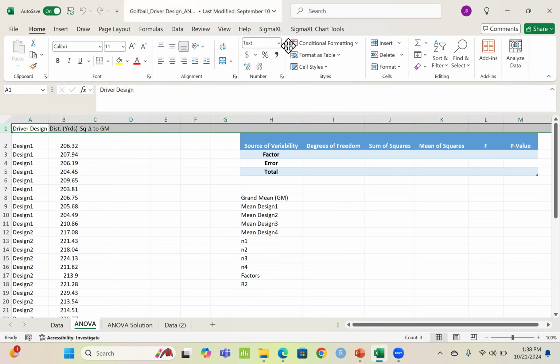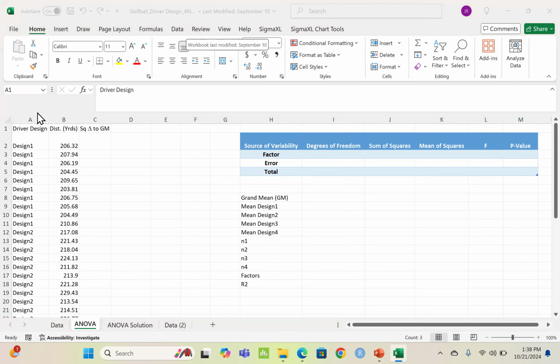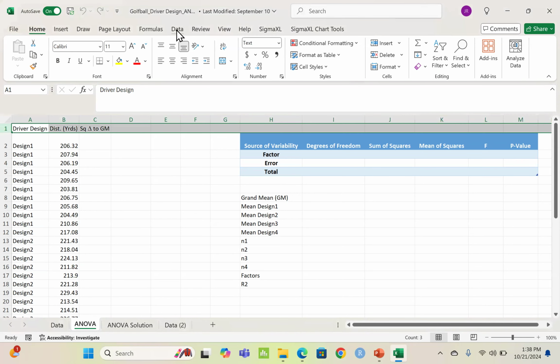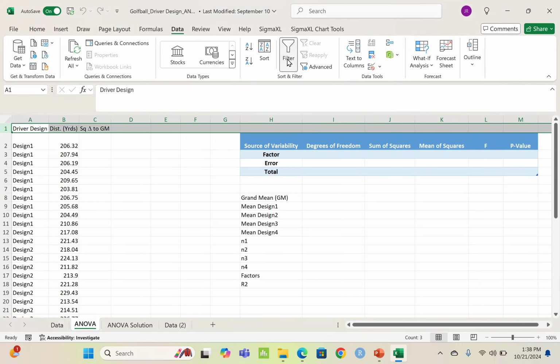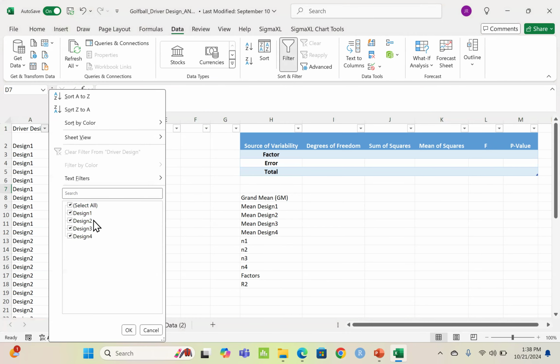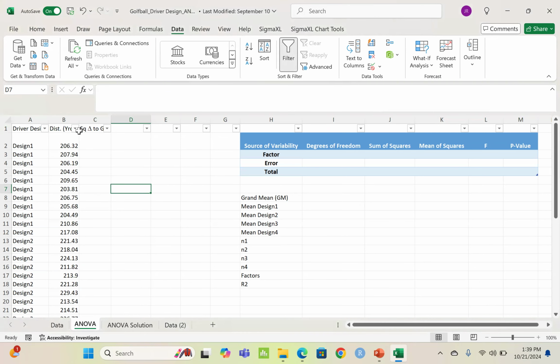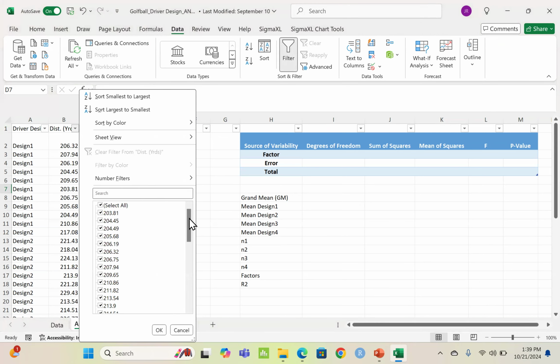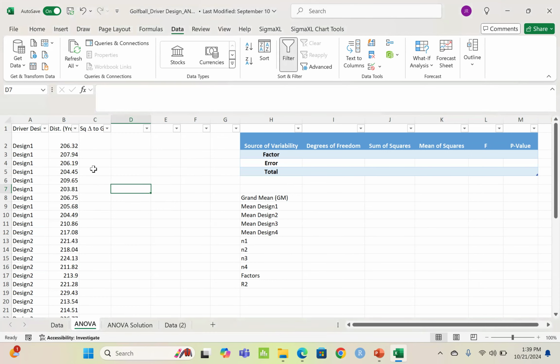So if I insert here in this particular design, if I go to Data, and I put a little filter here, you can see that I have 4 designs in this data set. Design 1, design 2, design 3, design 4. And here is my distance in yards. Here are all of my values. And there are 10. So there should be a total of 50 values here.